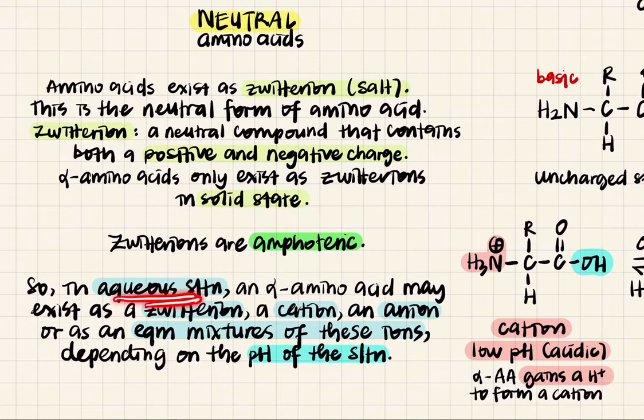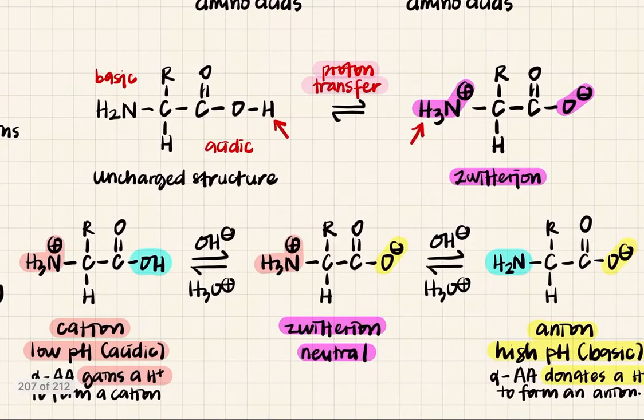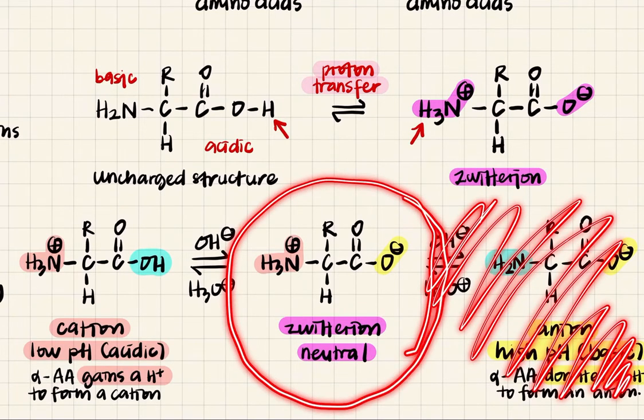But in aqueous solution, your alpha amino acids can exist as a Zwitter ion, or cation, or anion, or even a mixture of these ions. They exist in equilibrium with all the other ions. All of this depends on the pH of your solution. Do you still remember what pH is, acidic or basic? So how does it look? Let's say you have a Zwitter ion in your system, and then you add acid.